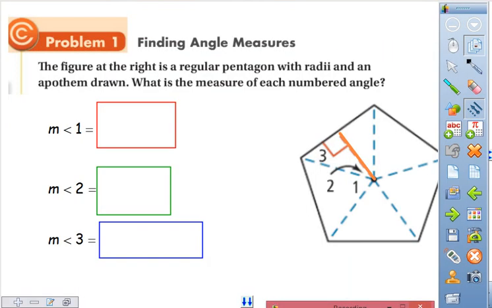So to find the area of our polygons today, for example, here is a pentagon, we would need to find the measure of angle 1, angle 2, and angle 3. The figure at the right is a regular pentagon with radii and apothem drawn. What is the measure of each numbered angle?